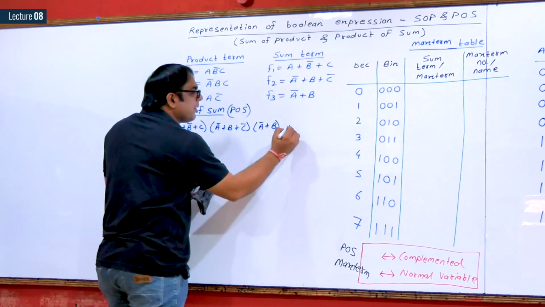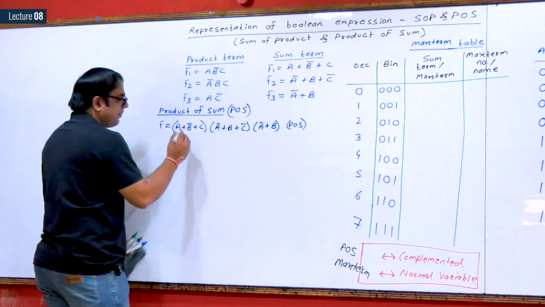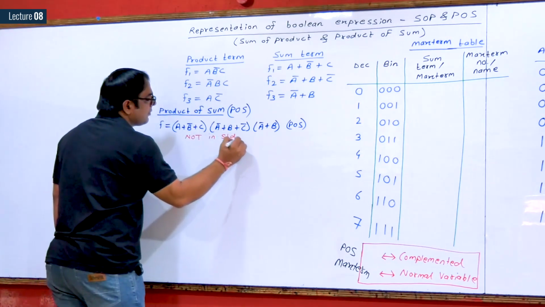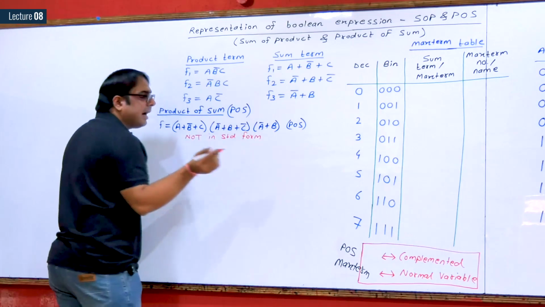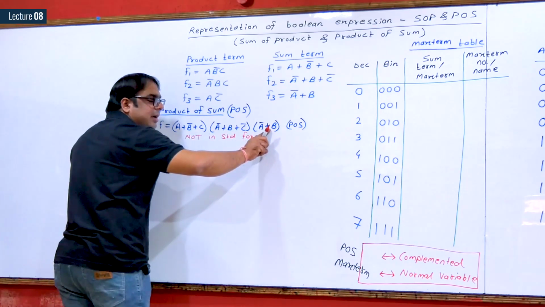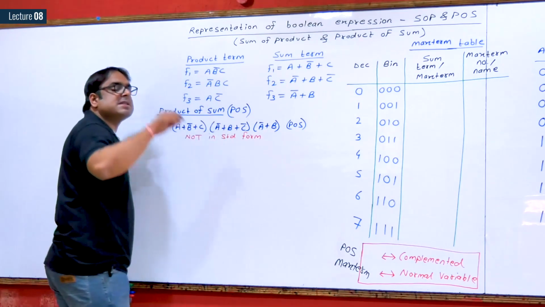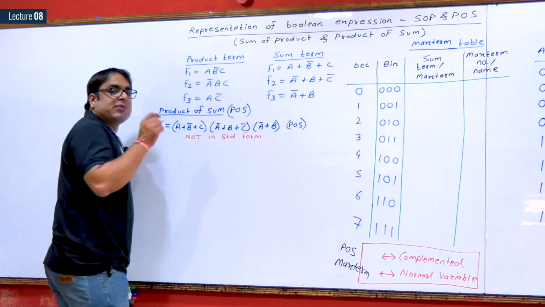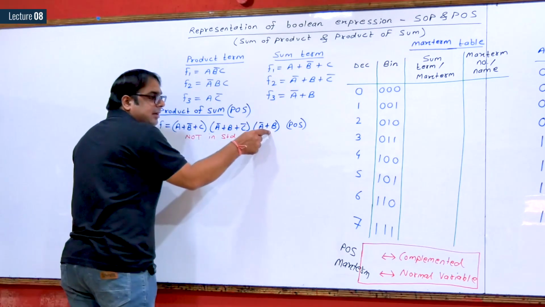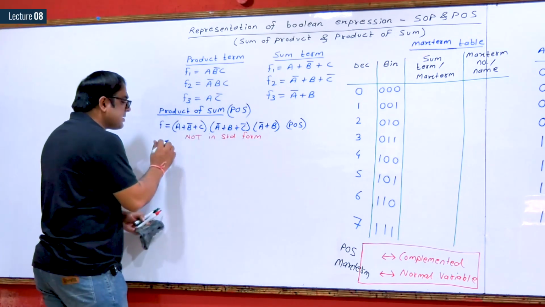This is POS, but this is not in standard form. Again, the same reason. This term is missing one variable. If any term is missing any of the variables, then that is not in the standard form. We will try to convert it to the standard form.